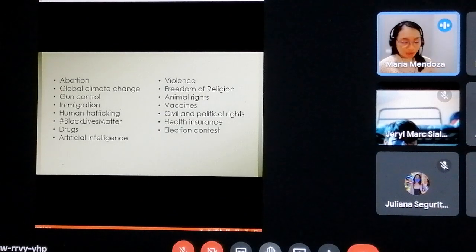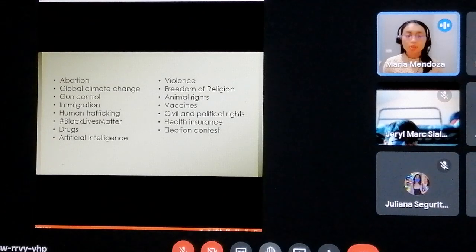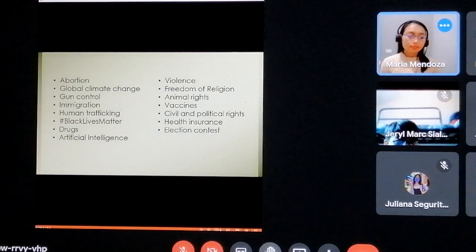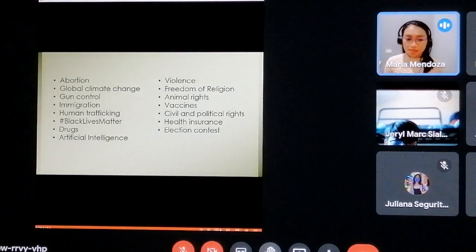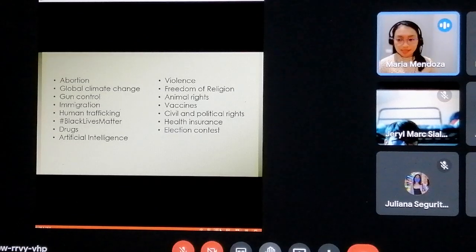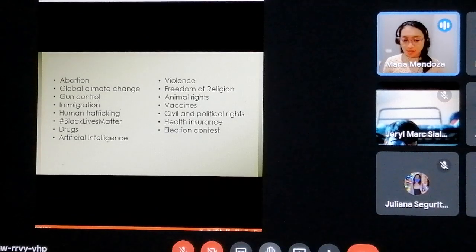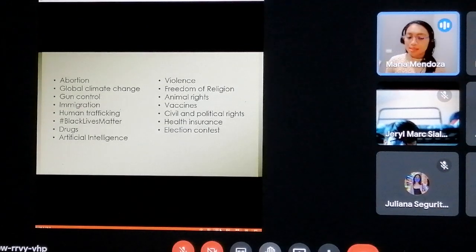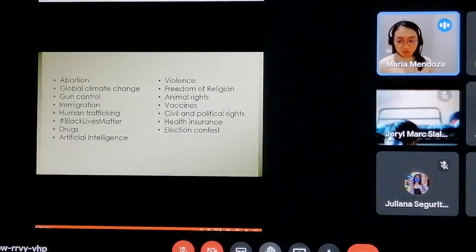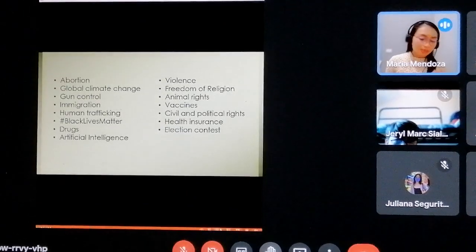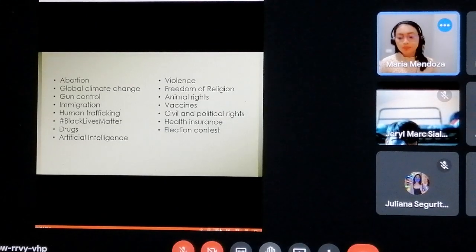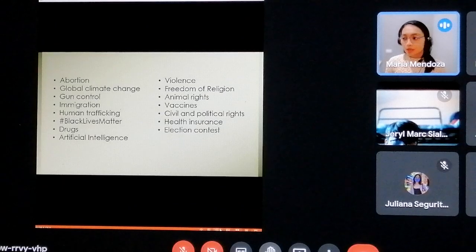The global climate change, the gun control, the immigration, the human trafficking, the hashtag Black Lives Matter, the drugs, the artificial intelligence, violence, the freedom of religion, animal rights, and of course the vaccines. Although the majority of us are already vaccinated, if we ask about vaccines, of course, people have different opinions about such, okay? What are the effects of vaccine? How long is a vaccine effective? Okay? So, again, this is subject for debates.